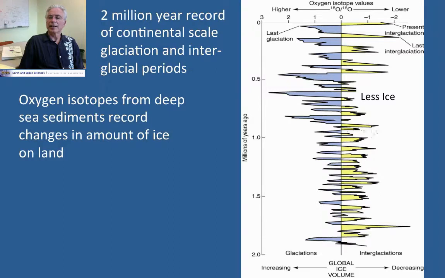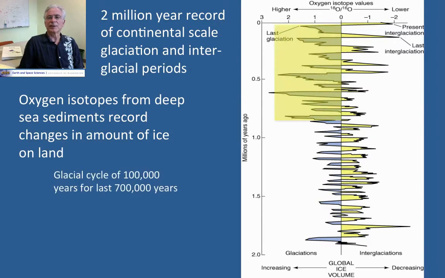On the right side, it's less ice moving in the right direction, and if you look at the top of the plot, you see that we are currently in an interglacial period in which there's very little ice, and so the current oxygen isotope is on the right side of the plot. Now, what's interesting is that this plot going back 2 million years shows a very extensive record of increasing amounts of ice on land and decreasing amounts of ice on land.